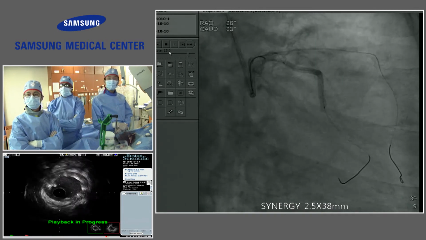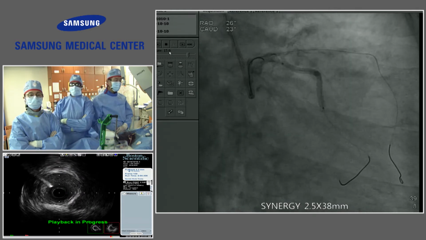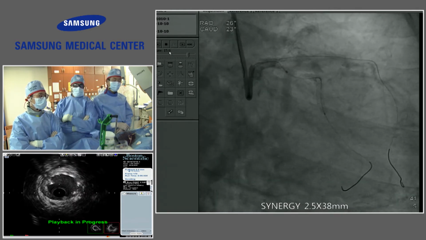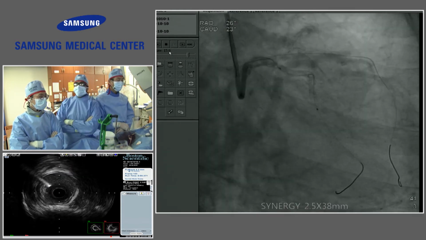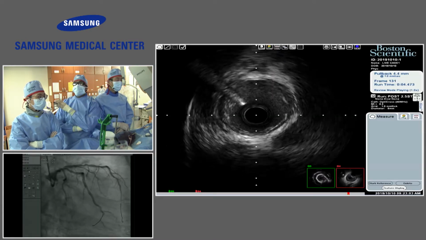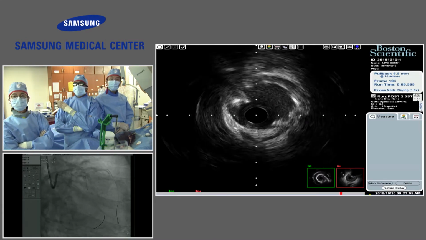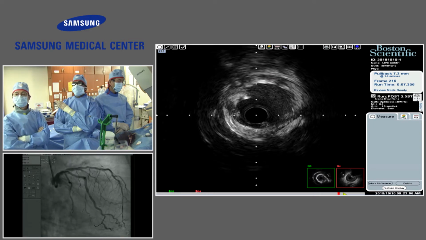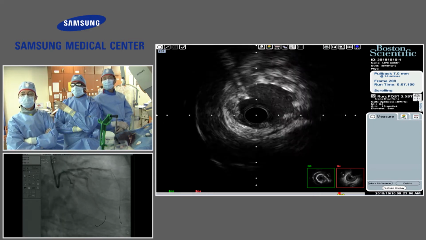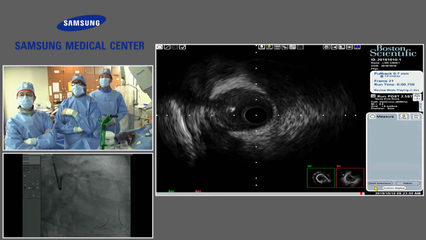Okay, so this is our stent. Put the IVUS on the screen, please. They have it, I think, on the bottom. This is very important. Go right to the distal. Yeah, distal, please.